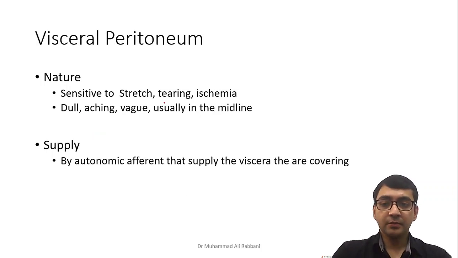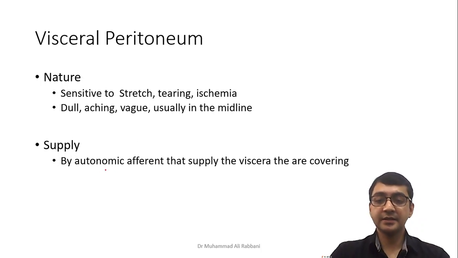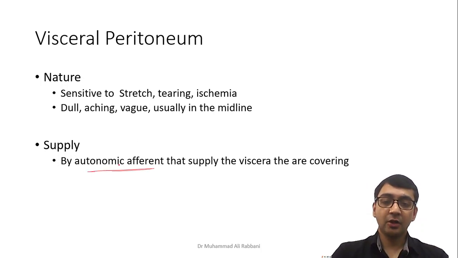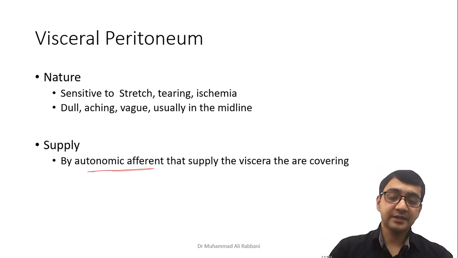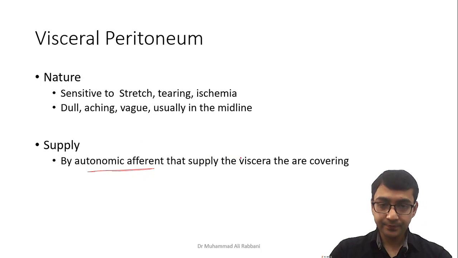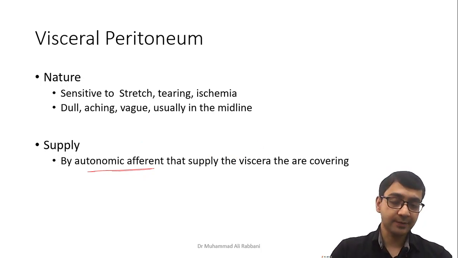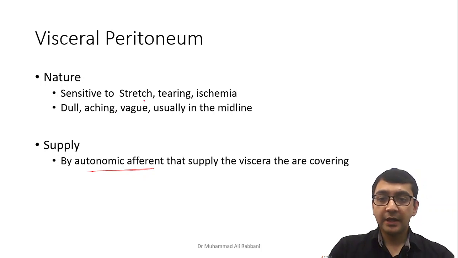Visceral peritoneum is covering the viscera. It will have the same nerve supply as the viscera, and that is the autonomic afferents. Autonomic afferents you study with each viscera individually. These are from the multiple plexuses that are covering the vessels and all that. So whichever the viscera nerve supply is, that is the nerve supply of the visceral layer of peritoneum. And these are sensitive to a smaller number of modalities, that are stretch, ischemia, and maybe tearing. And they generate a very dull, aching, vague pain that is usually in the midline.